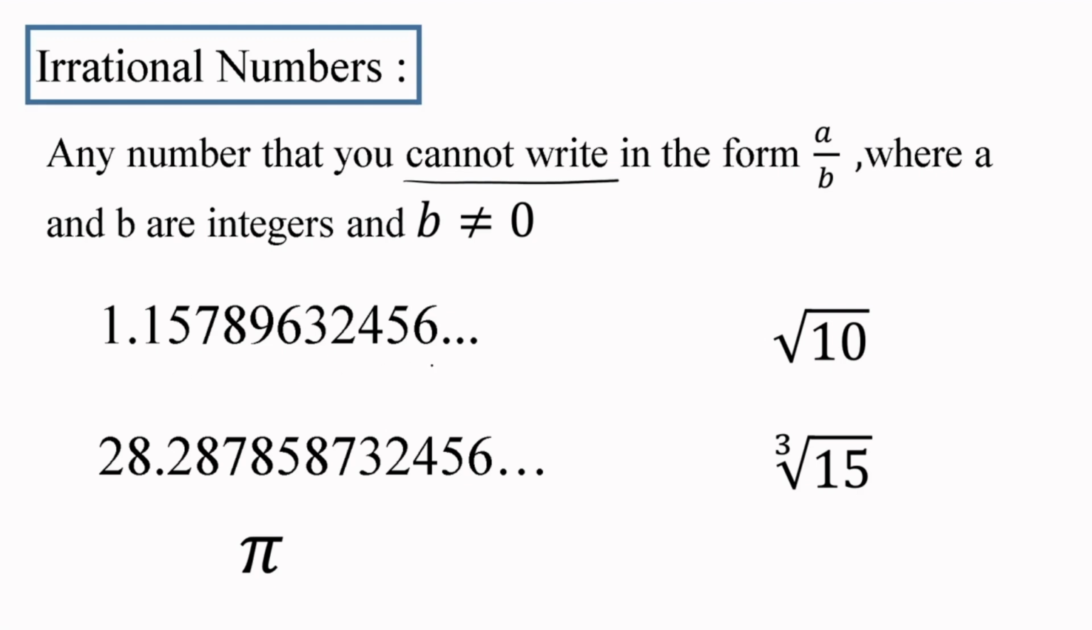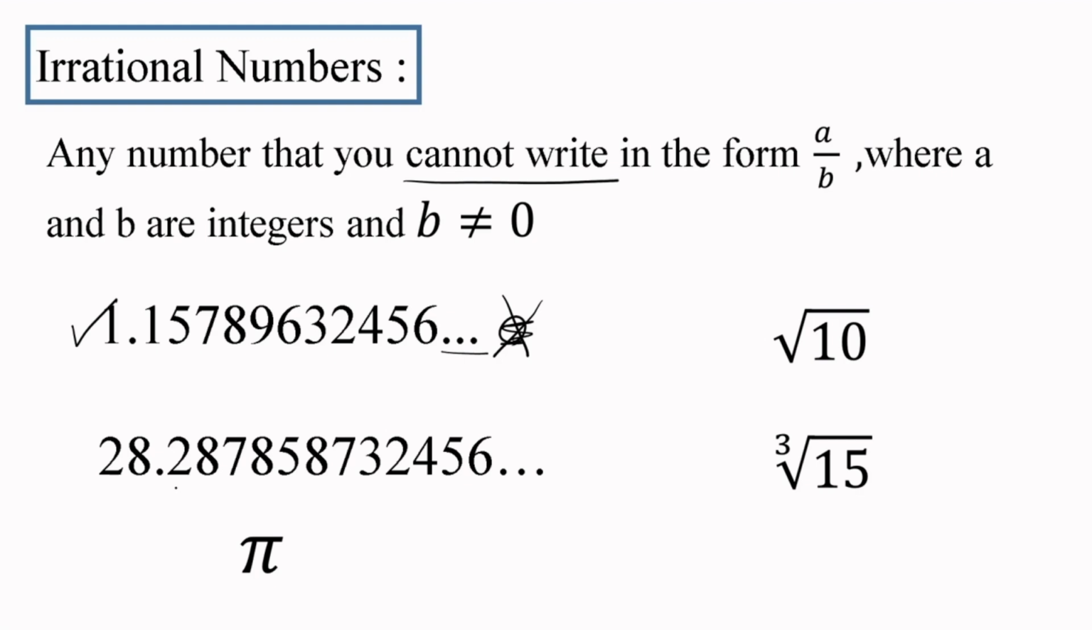First of all, is it terminating? Is it going to stop somewhere? No, because I can see 3 dots at the end. Can you see a pattern? No, I cannot see any pattern. So it's going to be an irrational number. Look at this next one.